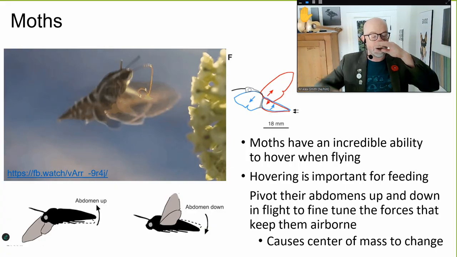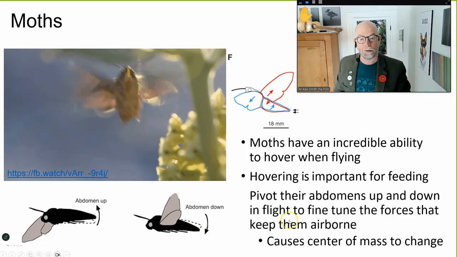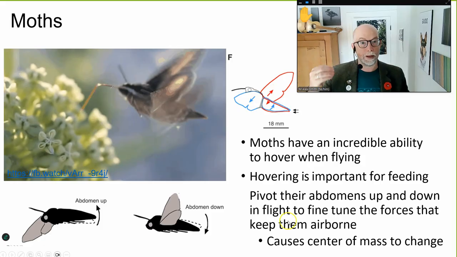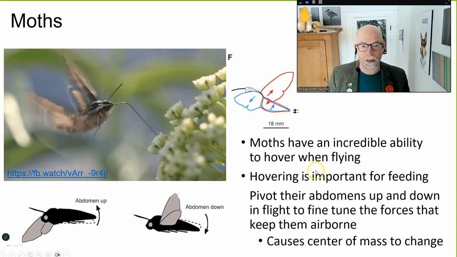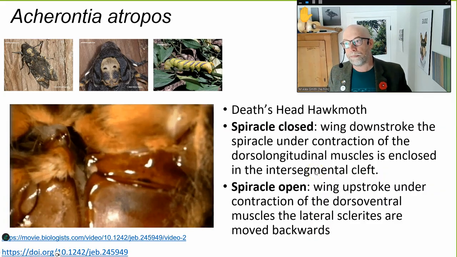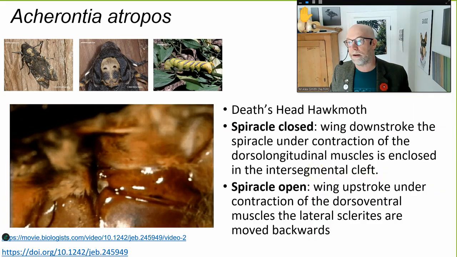So there's kind of a teeter-tottering that's happening that allows them to keep themselves airborne and in a very stable position from which they can feed and not break off their proboscis. Now, one particular lineage, this death's head hawk moth.